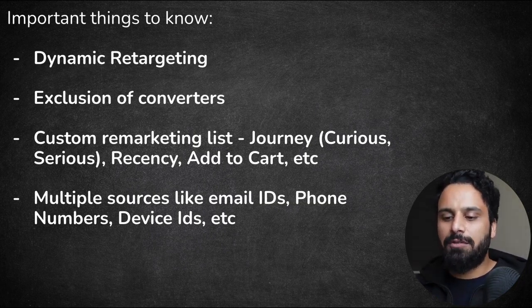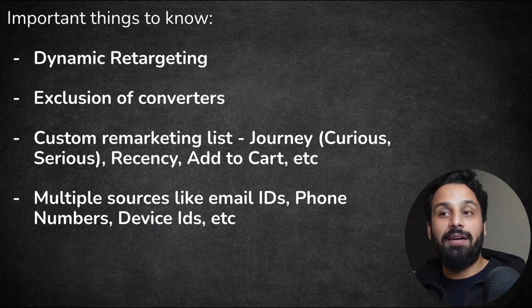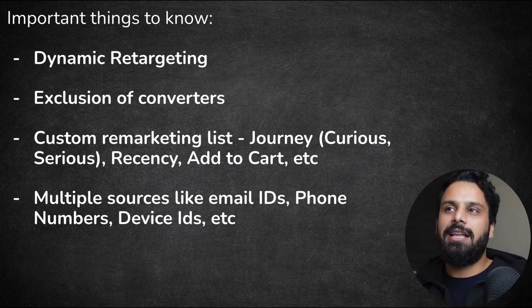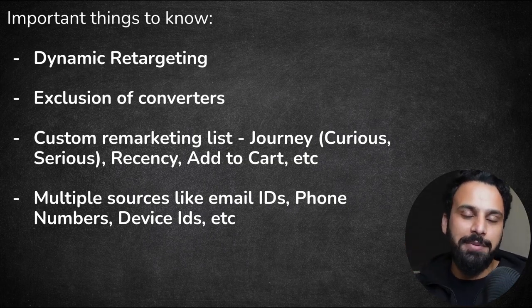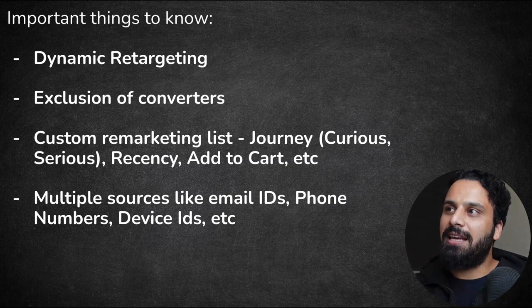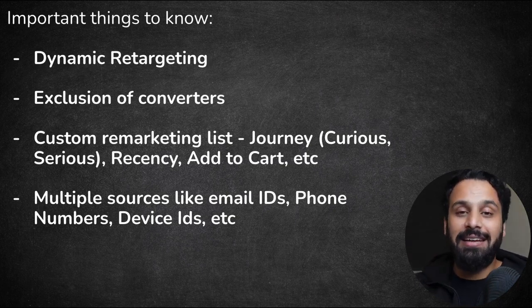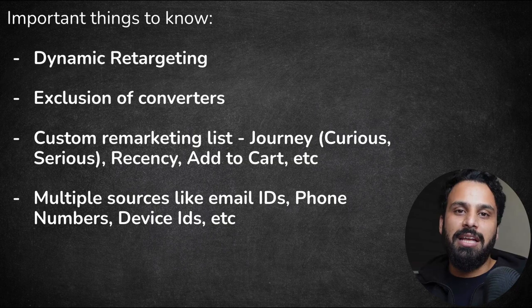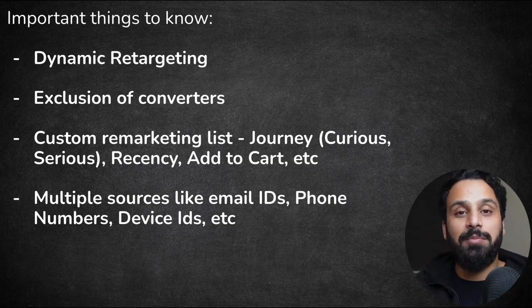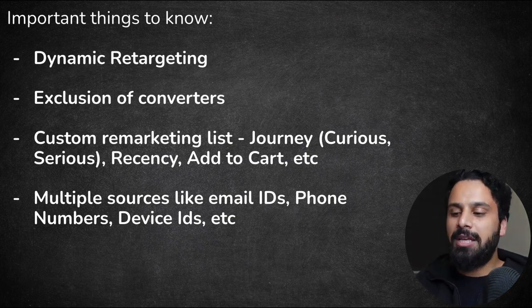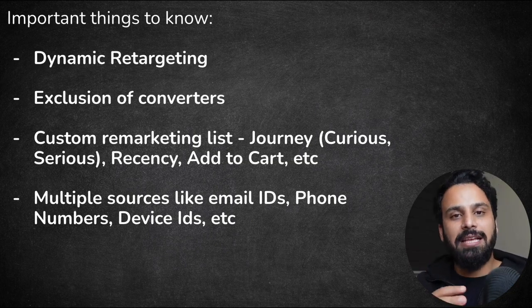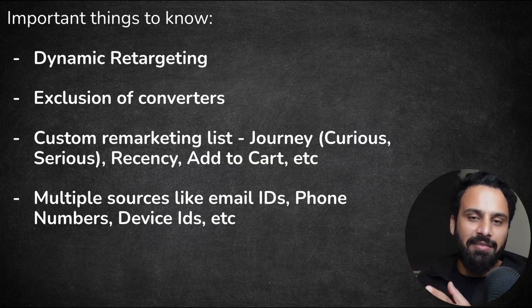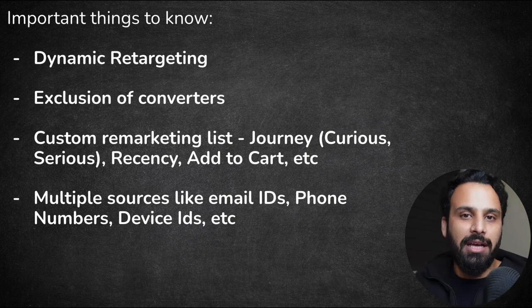Then we have exclusion of converters. If you are a website with a lot of conversions going on, then you might have to consider something, because if, let's say, 1 million people came to your website on a single day, and 50,000 converted, and 950,000 did not convert, and you target retargeting campaigns to all the visitors, it will also show ads to the people who already converted, right? So there is a way, which we will discuss later, that you can exclude. You target everyone who visited the website and exclude people who already converted.